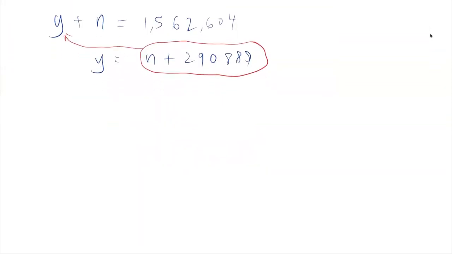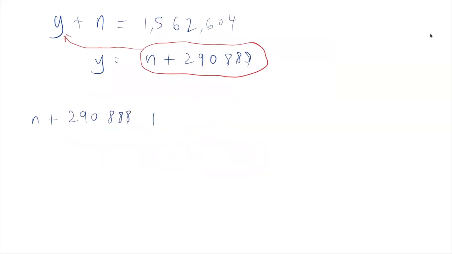So wherever there's a Y, looking at that top equation now, instead of writing Y, I'm going to write N plus 290,888, plus N is equal to 1,562,604. Notice that if I grab my highlighter, that bit comes right from there; it has replaced the Y. If I collect the N's together, you can see I've got 2N. That's really messy, so let's tidy that up a little bit. 2N, and then I will subtract 290,888 from both sides of the equation.